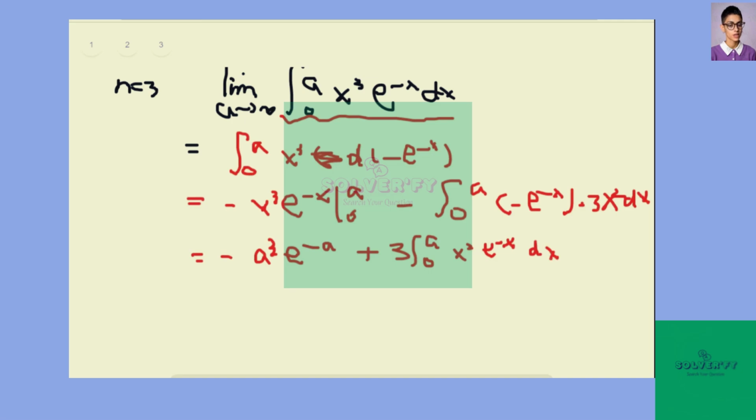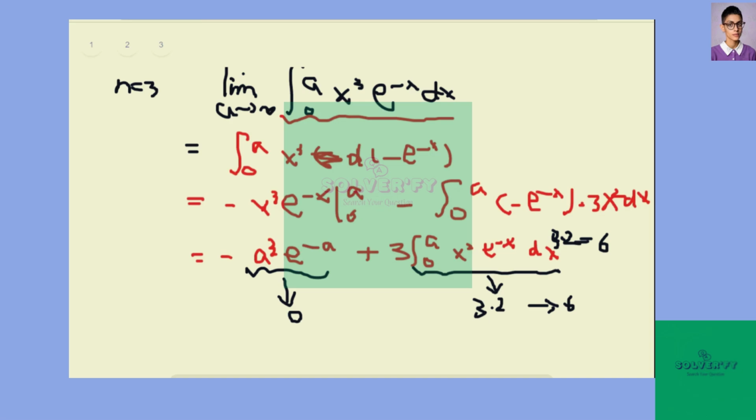And from the case n is equal to 2, when A goes to infinity, this goes to 2. So 3 times 2 goes to 6. And here, this also goes to 0. Here we also use L'Hopital's rule. So the result is 6. This is 3 times 2.